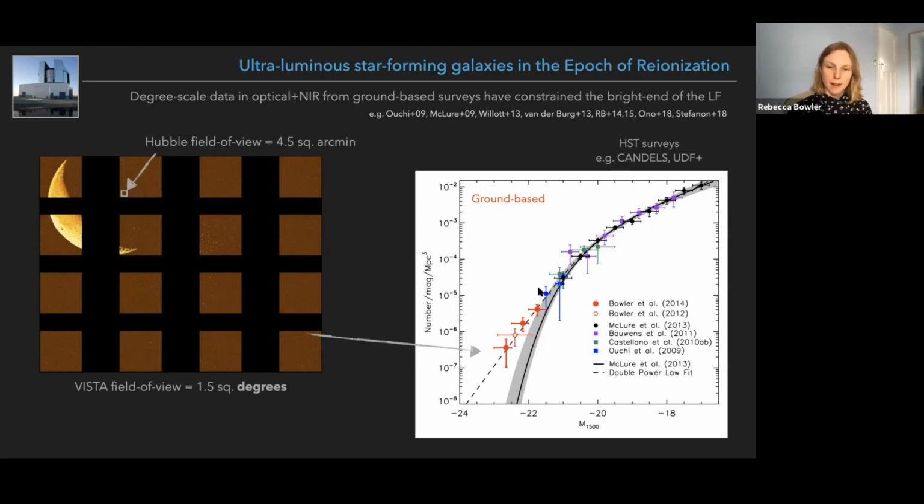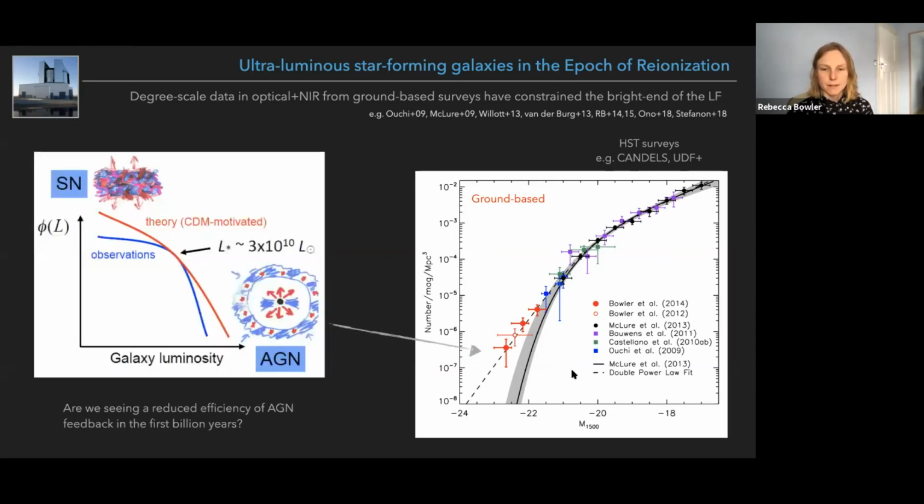We found a lot more galaxies than we were expecting from this prediction, the gray curve here. And also we're able to make the first measurements extending the luminosity function to this very bright luminosity. So the results we found were really intriguing.